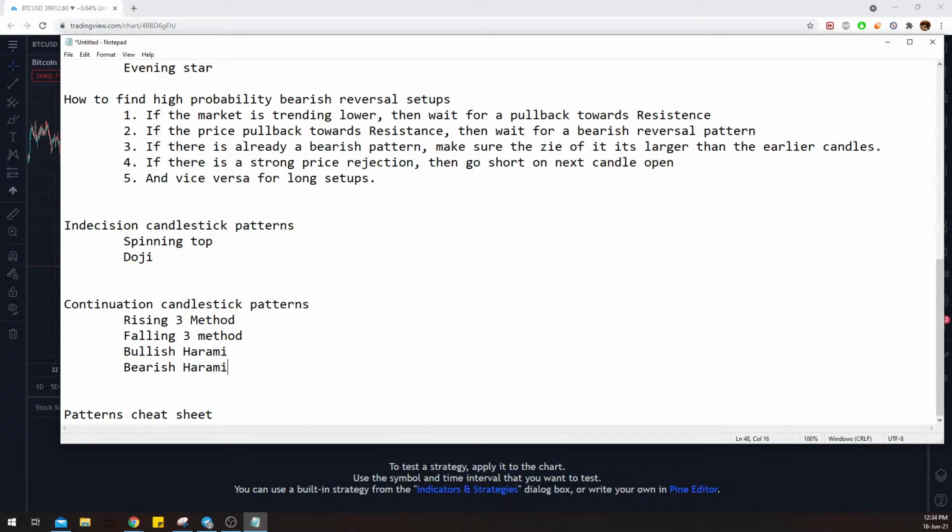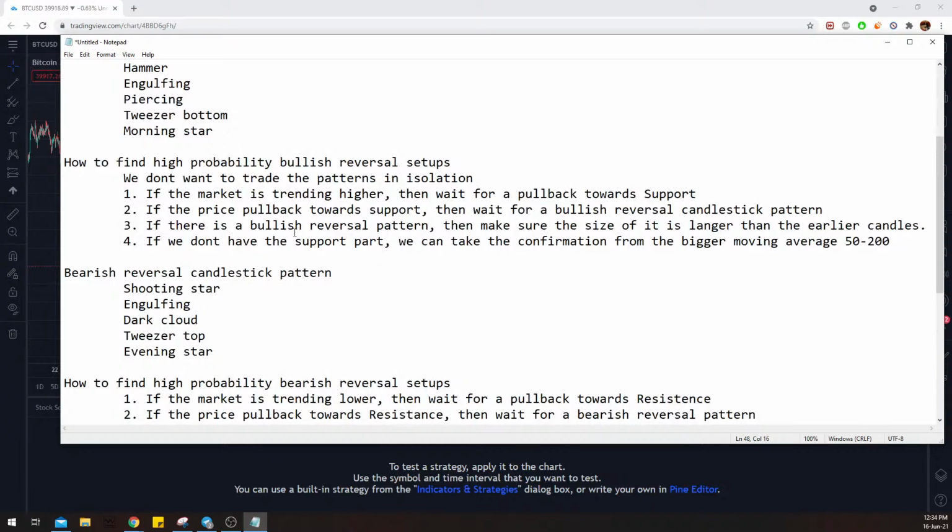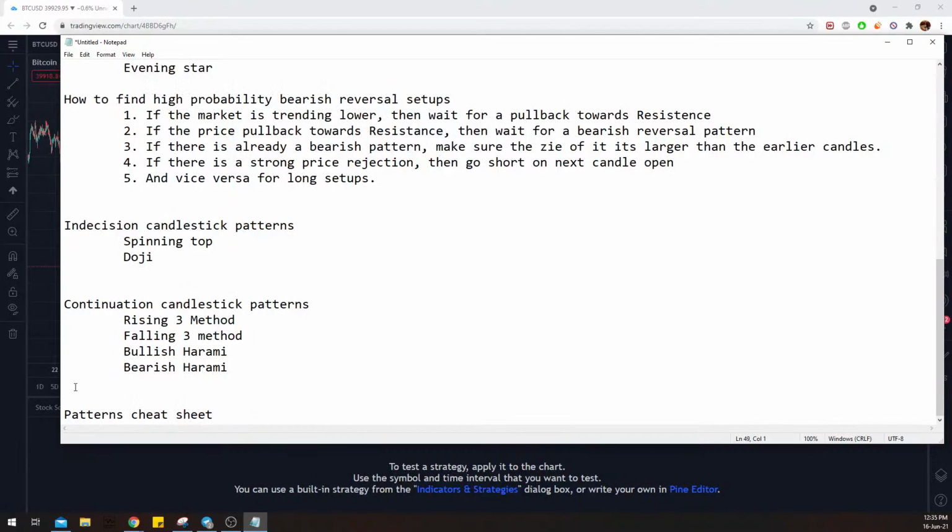Now let me pull together all of this. I forgot to put this one. So we have continuation candlesticks, and now we want to have, let's put this one, how to find high probability continuation candlestick setups. So we are going to have a set of rules with this one here as well. Give me one moment, please, and I'm going to tell you.